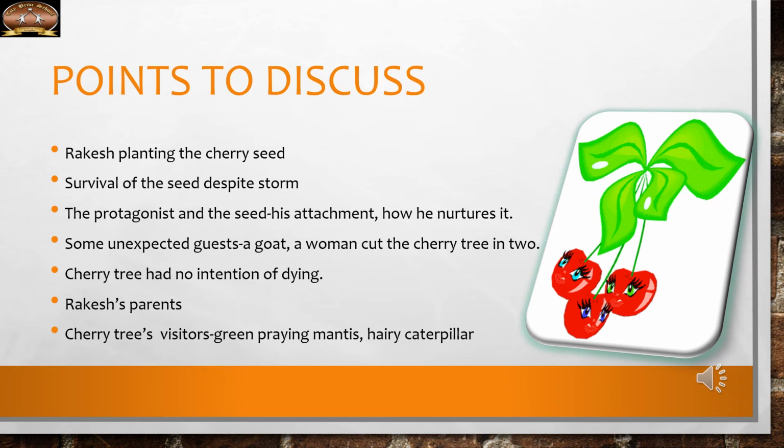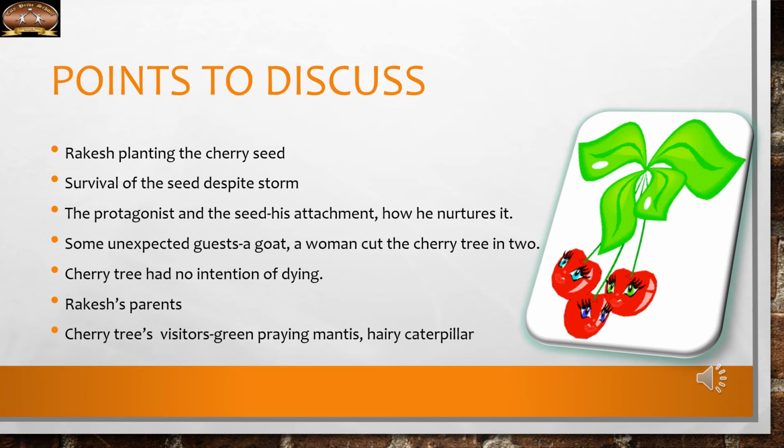And one day, on page number 18, it is said, one day he found a bright green praying mantis perched on a branch, peering at him with bulging eyes. Rakesh let it remain there. It was the cherry tree's first visitor. So, okay, the first visitor. So he thought that this green praying mantis, like a grasshopper, as it was the first visitor, he let it remain there.